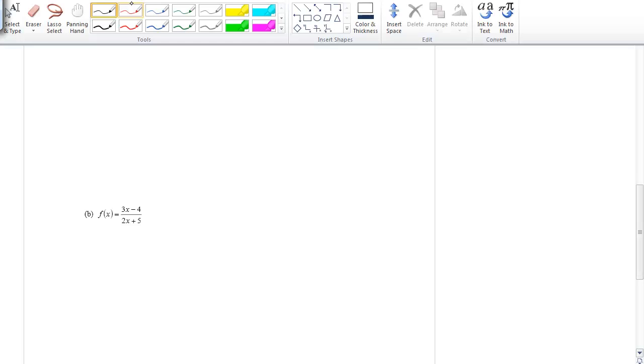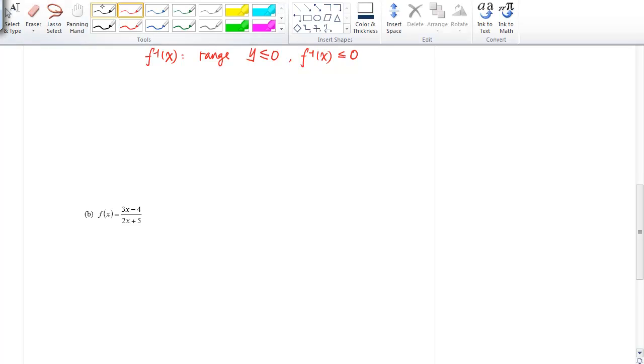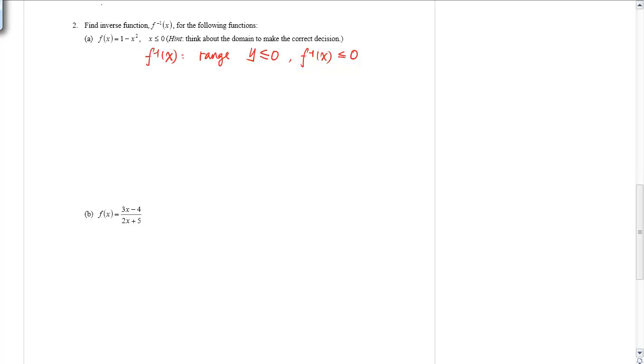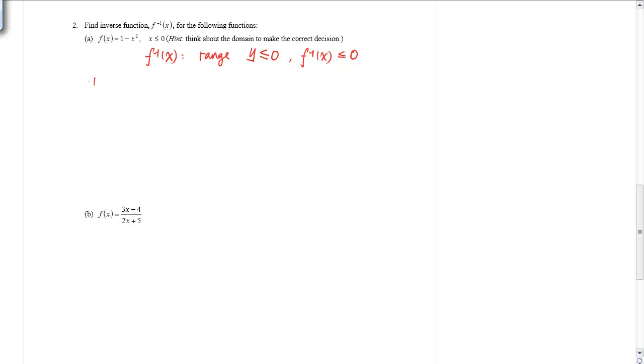Therefore, from here, you can draw the conclusion that for the f inverse function, the range must be y smaller than or equal to 0, or f inverse of x is smaller than or equal to 0. So with that understood, we follow the 4 steps of finding inverse functions algebraically. First step, rewrite f(x) as y.